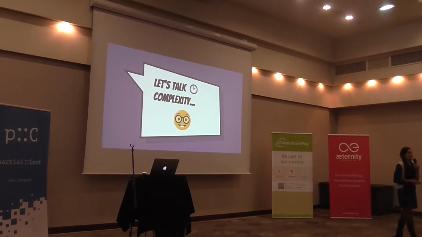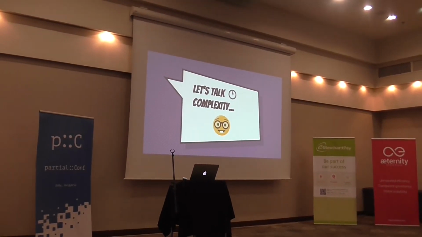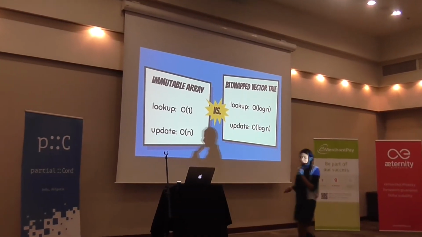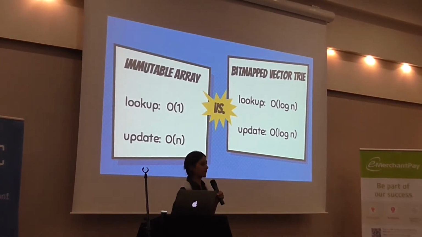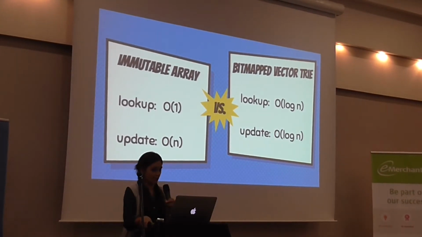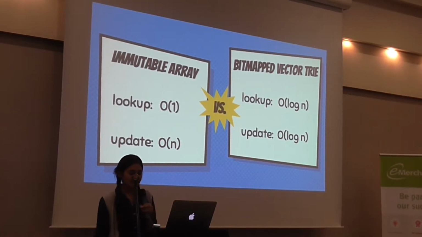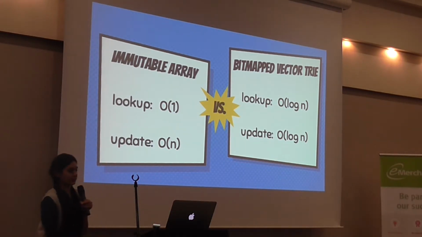So we are all into things like big O notation, so let's talk time complexity. The immutable arrays that we saw before, plain old arrays, have really fast lookup. They're arrays. Constant time lookup, O(1). However, as we saw, when I want to update something, I have to copy the entire array. So that's linear time.